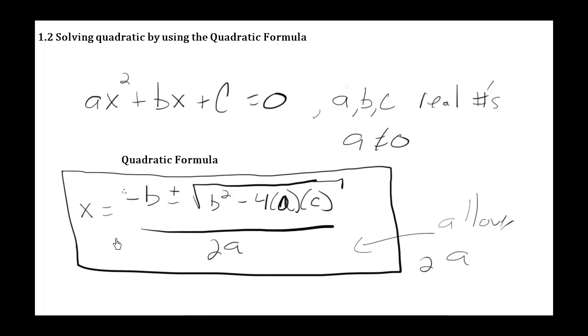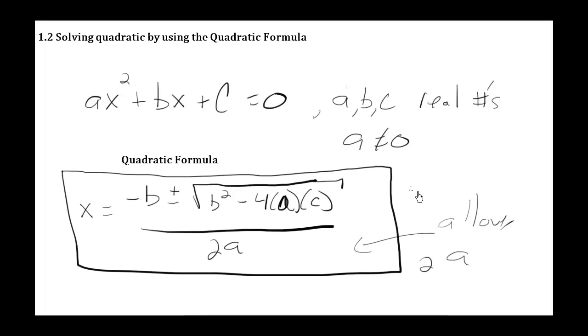So the quadratic formula goes: x equals negative b plus or minus the square root of b squared minus 4ac, all divided by 2a, all over 2a. That's important. Not just this term or this one. Everything's being divided by that 2a. This is a famous formula.